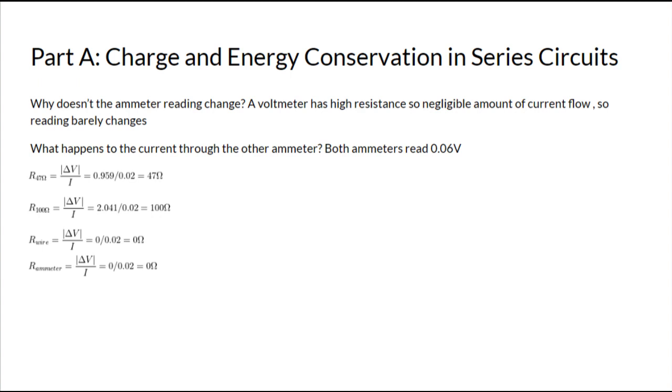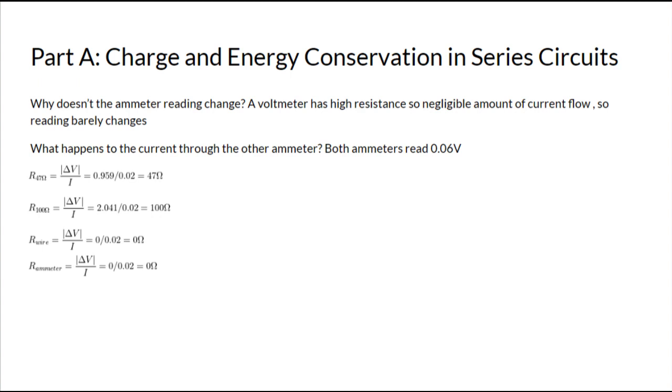To answer some key questions, the ammeter's reading does not change because the voltmeter already has an incredibly high resistance, so very little current flows in the rest of the circuit, so the reading produced would be negligible. If an ammeter is connected in parallel with a 100 ohm resistor, then both of them will read 0.06 amps because they are in parallel.